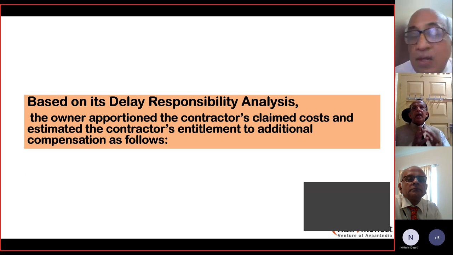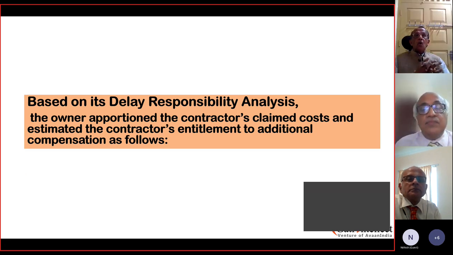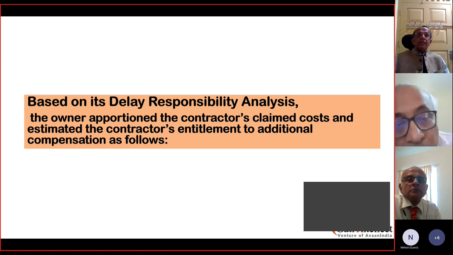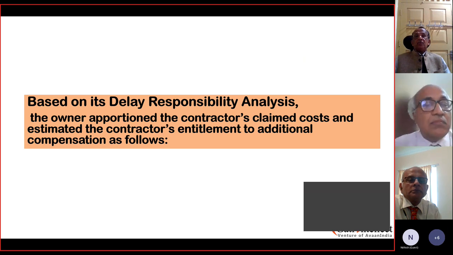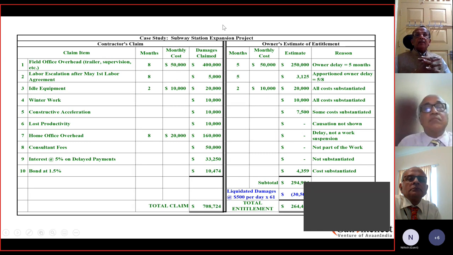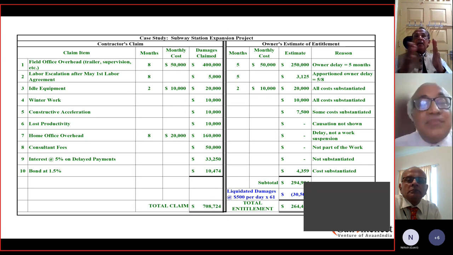Right. Based on the delay responsibility analysis, the owner appointed, the contractor's claim costs, and estimated the contractor's entitlement to additional compensation as follows. Okay. Right. Contractor's claim and owner's claim. Okay. Ram, I leave it to you.